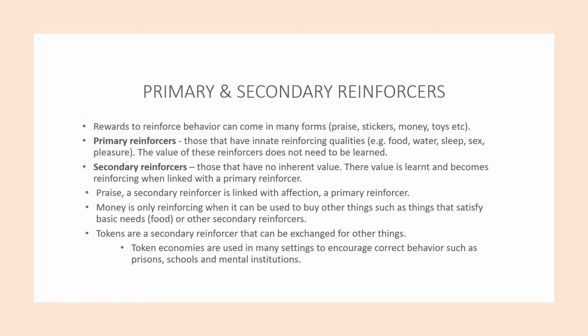So praise, for example, is a secondary reinforcer because it's linked with affection and love, which is a primary reinforcer. Money is reinforcing because it can be used to buy other things that satisfy the basic needs. It's used to buy, for example, food. So we associate money with those things that are naturally reinforcing. Tokens, we could use a token. And so a token is anything that can be used to turn in for a reward.